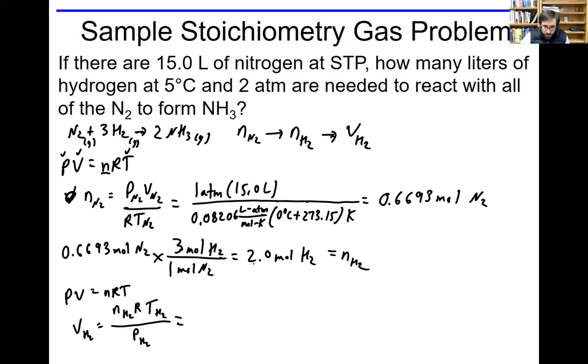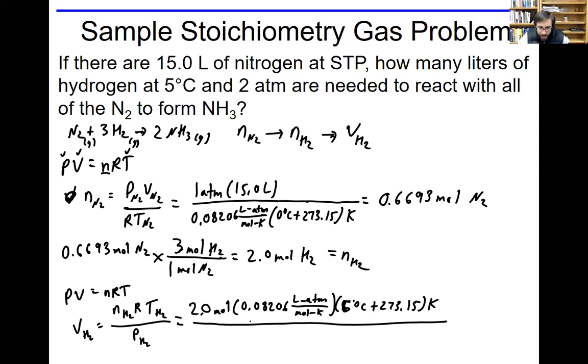And we just know what n hydrogen is. We just calculated that. That's 2.0 moles. R again is 0.0206 liter-atmospheres per mole-Kelvin. And then we're going to use the temperature. Now the temperature is 5 degrees C, so converting it, adding 273.15, it's going to end up being 278.15, but I'm writing it out here so you can see the steps.